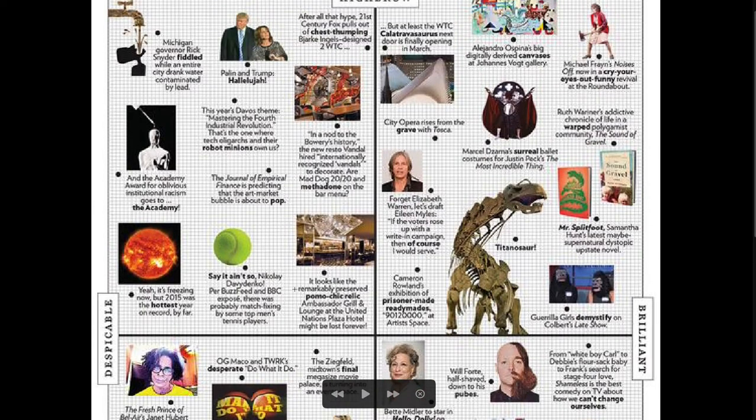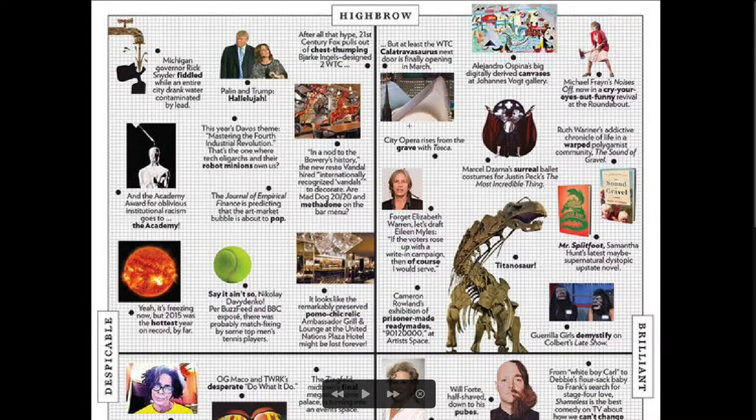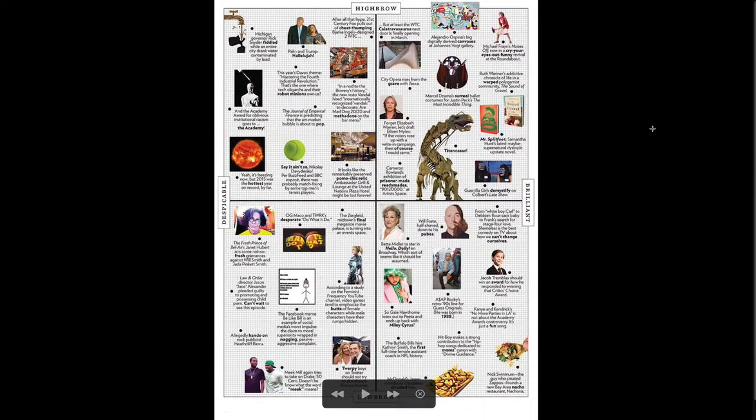And then up here you see higher end things, as opposed to what you'd consider higher culture. And so we have Alexandro Alpina's big digitally derived canvases at Johnson Vote Gallery, which is something they're taking a happier look at, or a more approving look at.